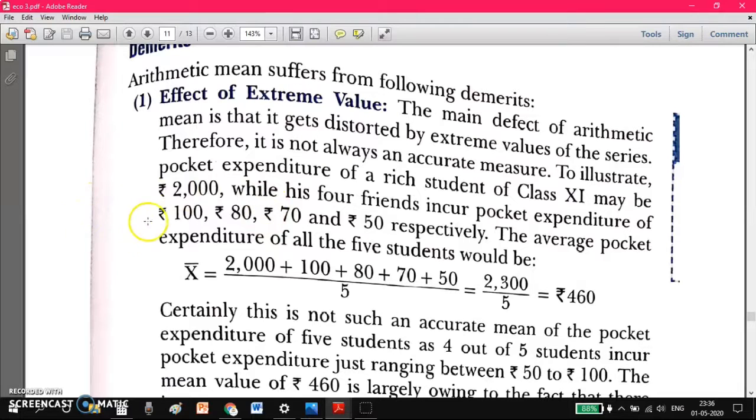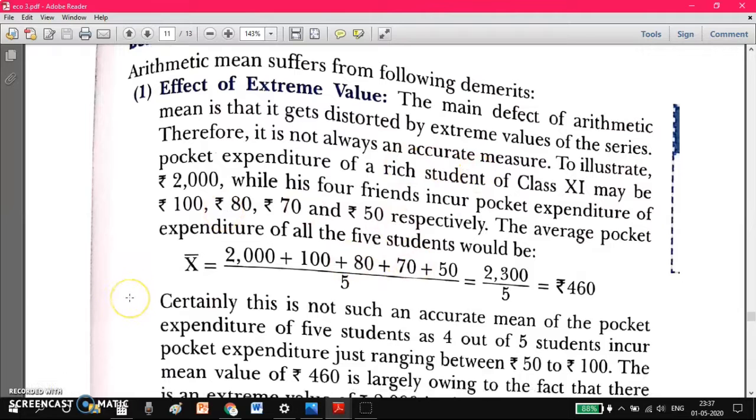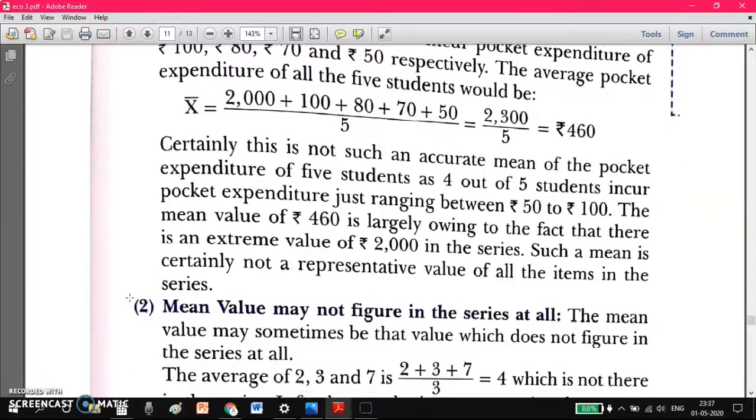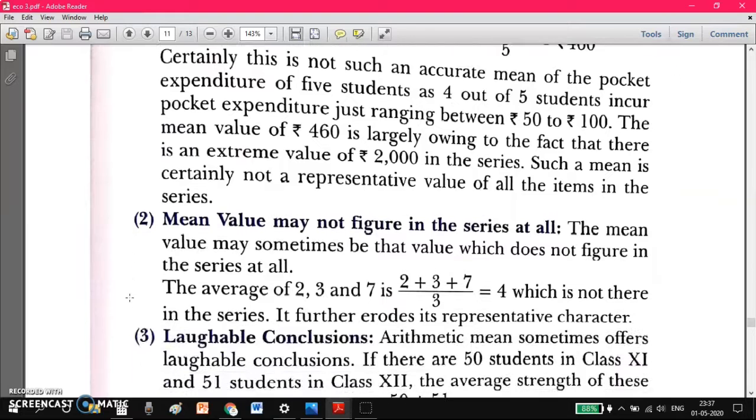The main defect of the arithmetic mean is that it gets distorted by extreme values of the series. Therefore, it is not always accurate as a measure. When a series becomes large, sometimes the answers are not accurate, and students make mistakes. Mean value may not figure in the series at all.